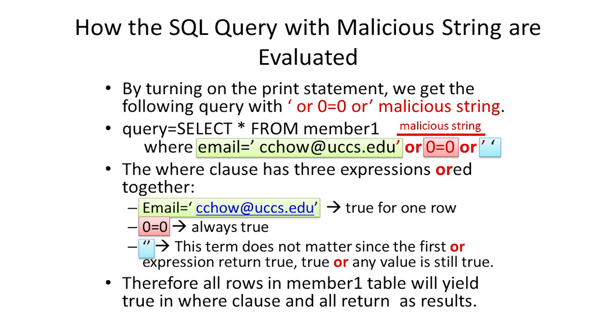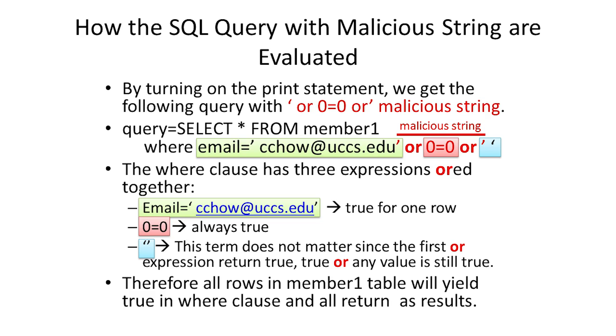The second expression, 0 equals 0, is the malicious attack, which is a logic expression that will always return true. Because anything true OR another value, either true or false, always returns true, we simply bypass the previous logic expression, and any of the rows in the database will then be matched and displayed.